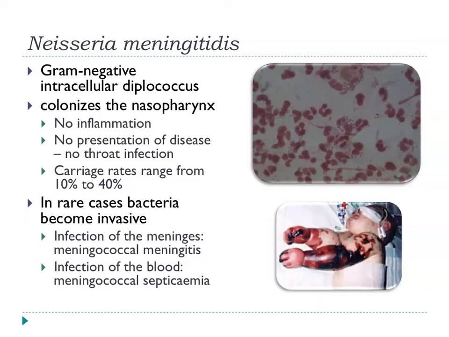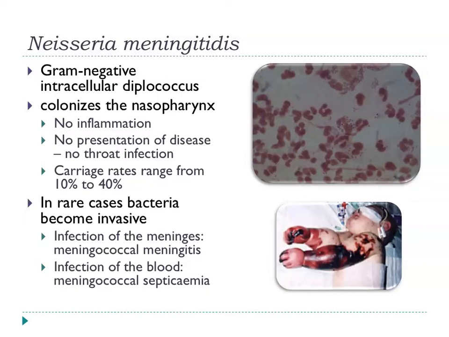So, gram-negative intracellular diplococci. Now this organism colonizes the nasopharynx. Nasopharynx is just a fancy word for the back of your throat, particularly the part behind your nose. And there it doesn't do anything. In fact, in this room, probably an appreciable number of you are carrying Neisseria meningitidis. But it doesn't cause any inflammation, any disease, or a throat infection. It just sits there, chilling out. And the carriage rates, if you sample the population, are 10% up to 40%.